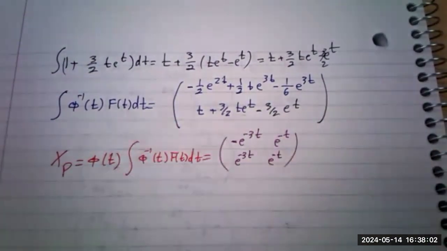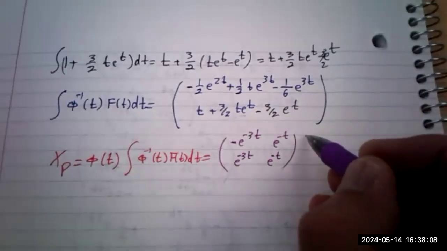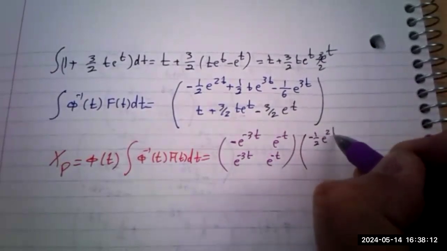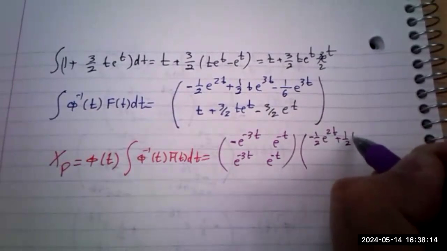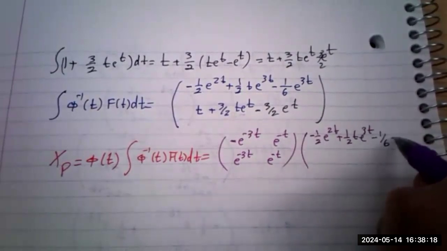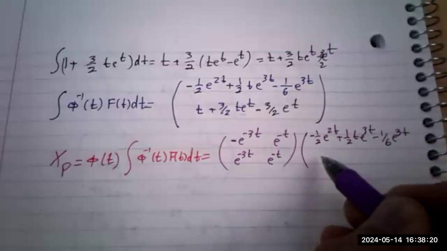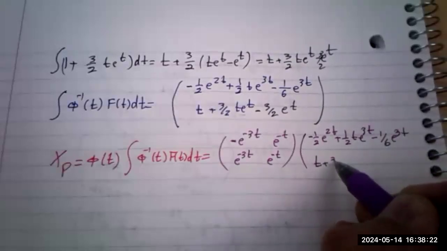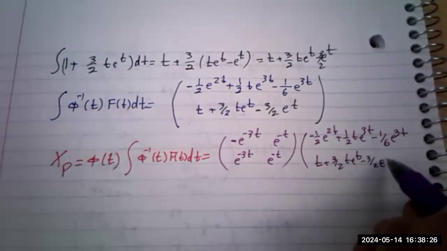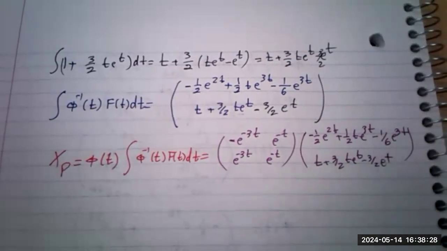Now you have to multiply by these three new matrices over here and simplify it. So you have to multiply it in 1/2 of e to the 2t. We have to repeat it. 1/2 of t e to the 3t minus 1/6 of e to the 3t. The bottom one would be t plus 3/2 t e to the t minus 3/2 of e to the t.